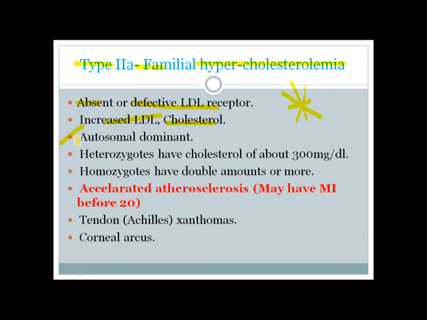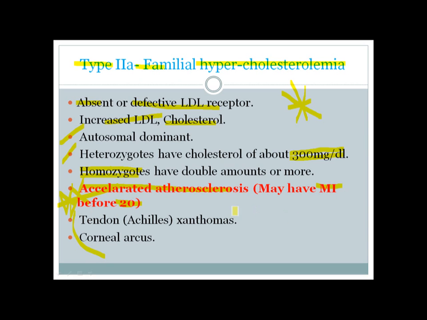So there will be increased LDL and increased cholesterol, and this is an autosomal dominant condition. If the patient is heterozygote, there will be a cholesterol level of about 300 milligrams per dL. But in rare cases, the patient can also be homozygote, and it will have double the amount, like 600 or 700 milligrams per deciliter of cholesterol. And very important to note, in those patients, unlike type 1 dyslipidemia, there will be accelerated atherosclerosis. Even some patients can have MI before 20 years of age.